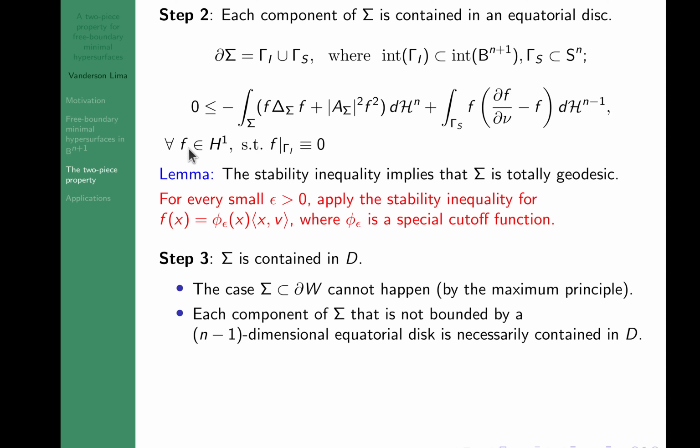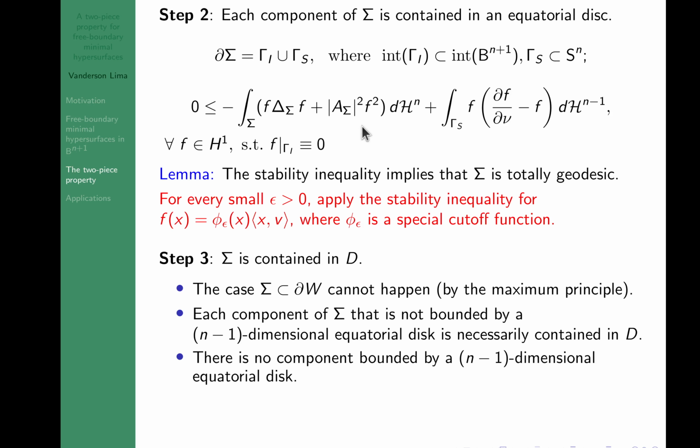Now I can prove that each component which is bounded by the n-1 dimensional equatorial disk is necessarily contained in D. So the idea for doing that is just using the Euclidean geometry of disks on the Euclidean ball. And the first step is to actually prove that there is no such component which is bounded by an n-1 dimensional equatorial disk.